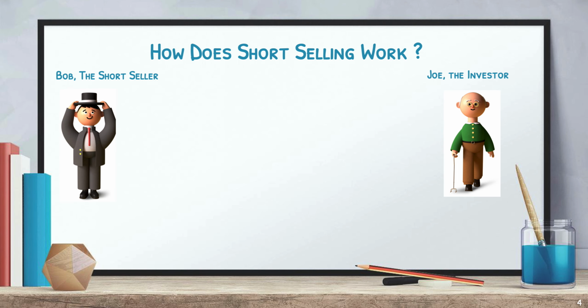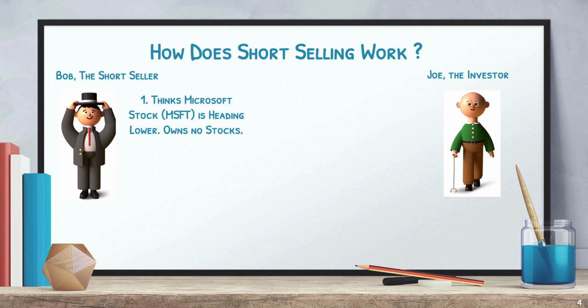So let's just take a look. We're having Bob, the short seller here, and you can see that he's a trader. It's pretty obvious with his little hat. And Joe is a long-term investor, pretty much waiting for his investments to go right at some point. And he's getting older as he's waiting. So how does short selling work in this case?